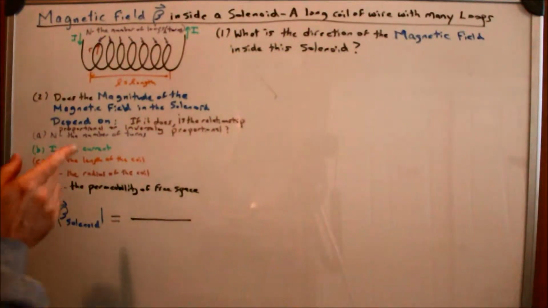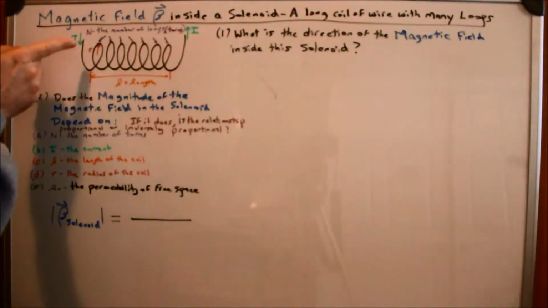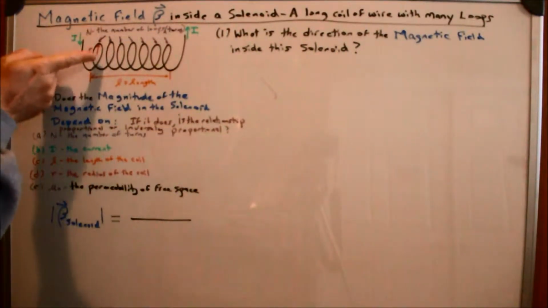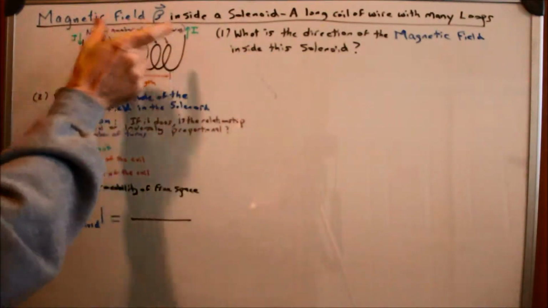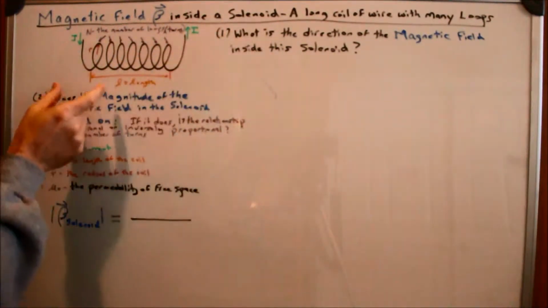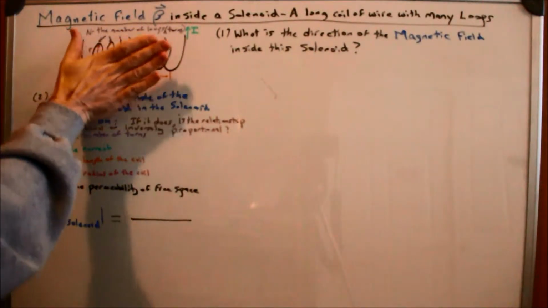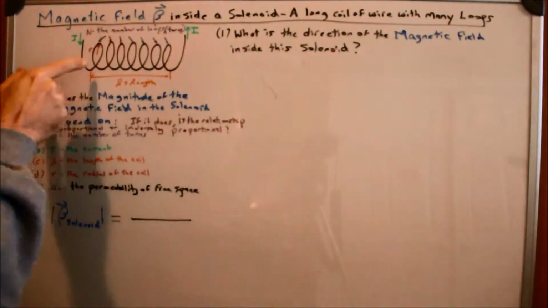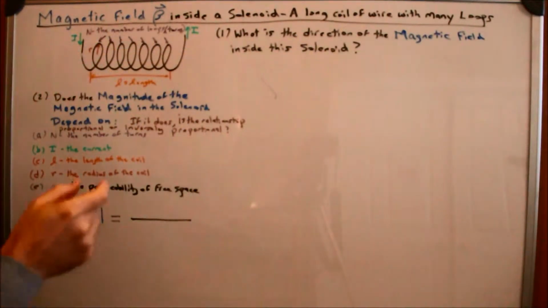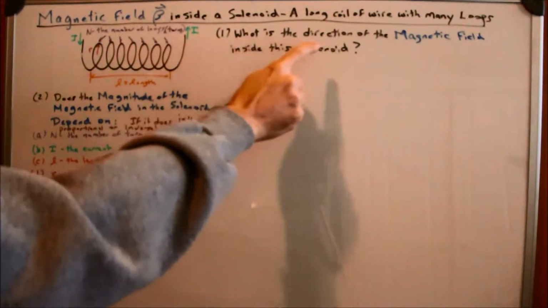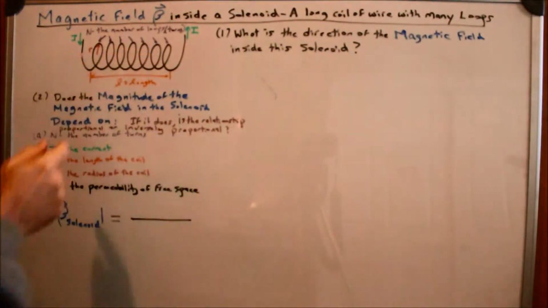In this video, we're going to look at a wire which is coiled around, making many loops as it turns around. Such a wire is called a solenoid. We're assuming this is going to be in a vacuum for this case. We'll look at what the magnetic field is inside all these loops. The first question is, what's the direction of the magnetic field inside the solenoid?